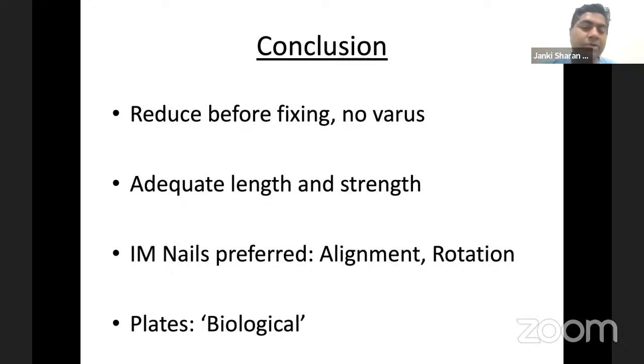While we are waiting for a question, how often do we need to do open reduction in these fractures? Yes, good question.